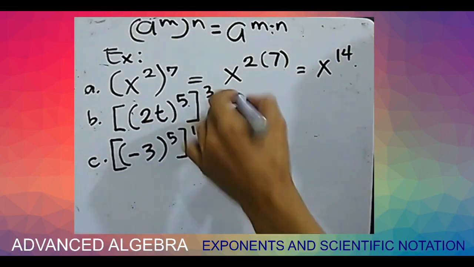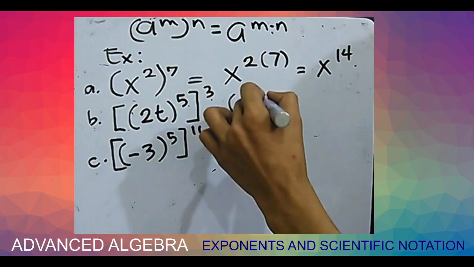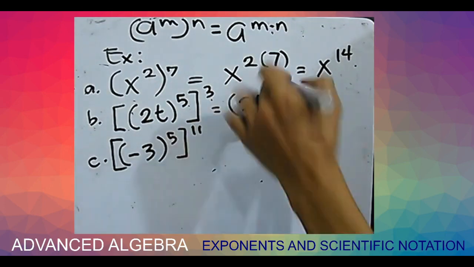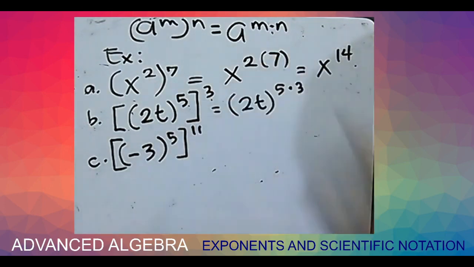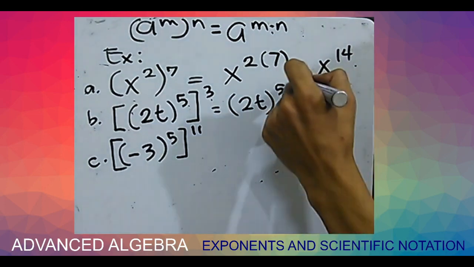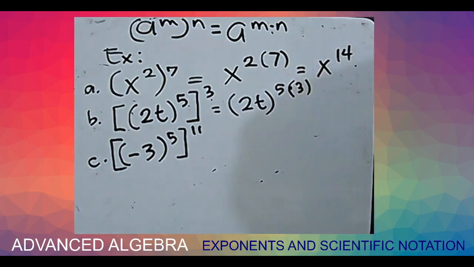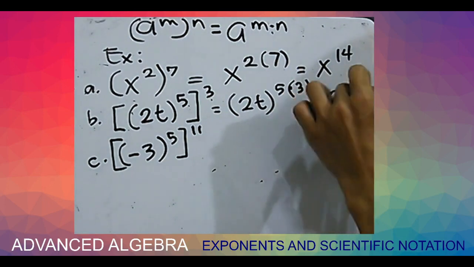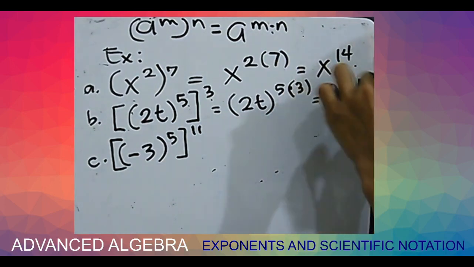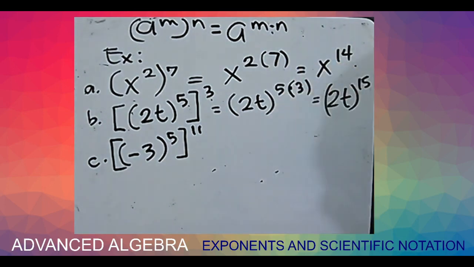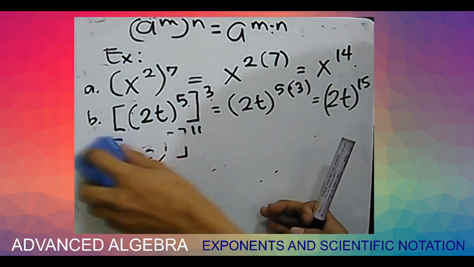So, kailangan natin ng parenthesis, tapos 5 times 3. Gawin na lang natin siyang parenthesis. Magiging 2t raised to 15, kasi 5 times 3 is 15. Burahin ko muna ito.